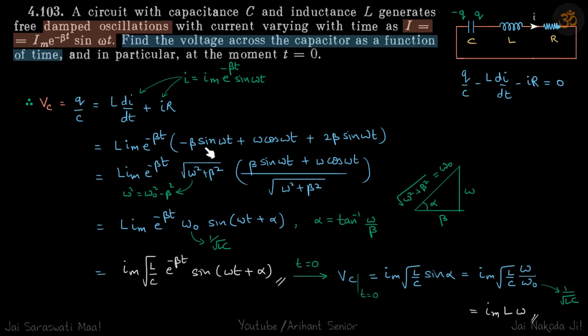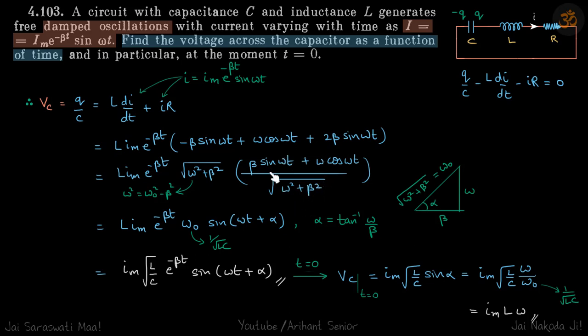So strictly speaking, this can also be given as the answer, because all these variables are known to us, and we did get the voltage across the capacitor as a function of time. But let us simplify this a bit further. So this term will become beta sine omega t. This will be omega cos omega t. So let's divide and multiply by root omega square plus beta square.